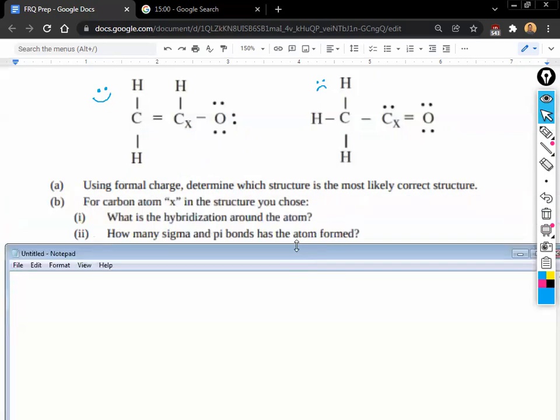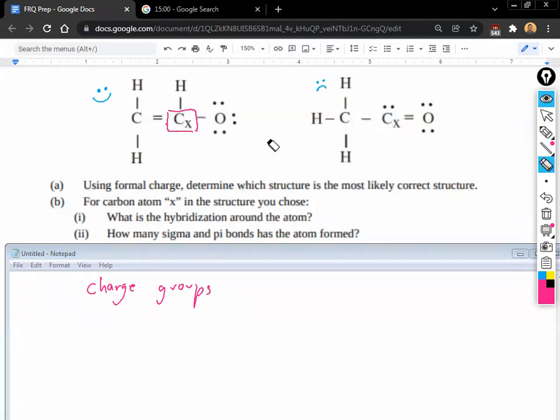Now, this is the part that you were supposed to self-study, because I know you all do the readings, right? We're going to take a look at CX in this structure, and we want to look at the hybridization around the atom. If you didn't read about hybridization yet, I'll give you a brief primer. For hybridization, we want to look at the charge groups around the atom. Basically, what kind of connections or lone pairs it has.